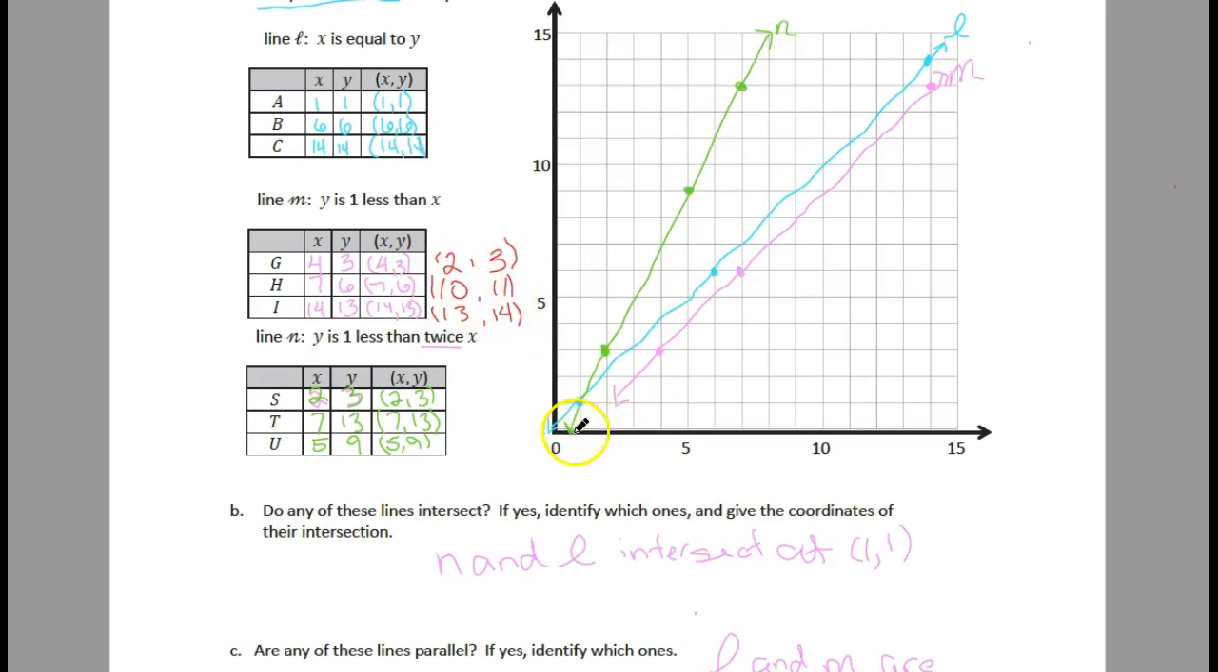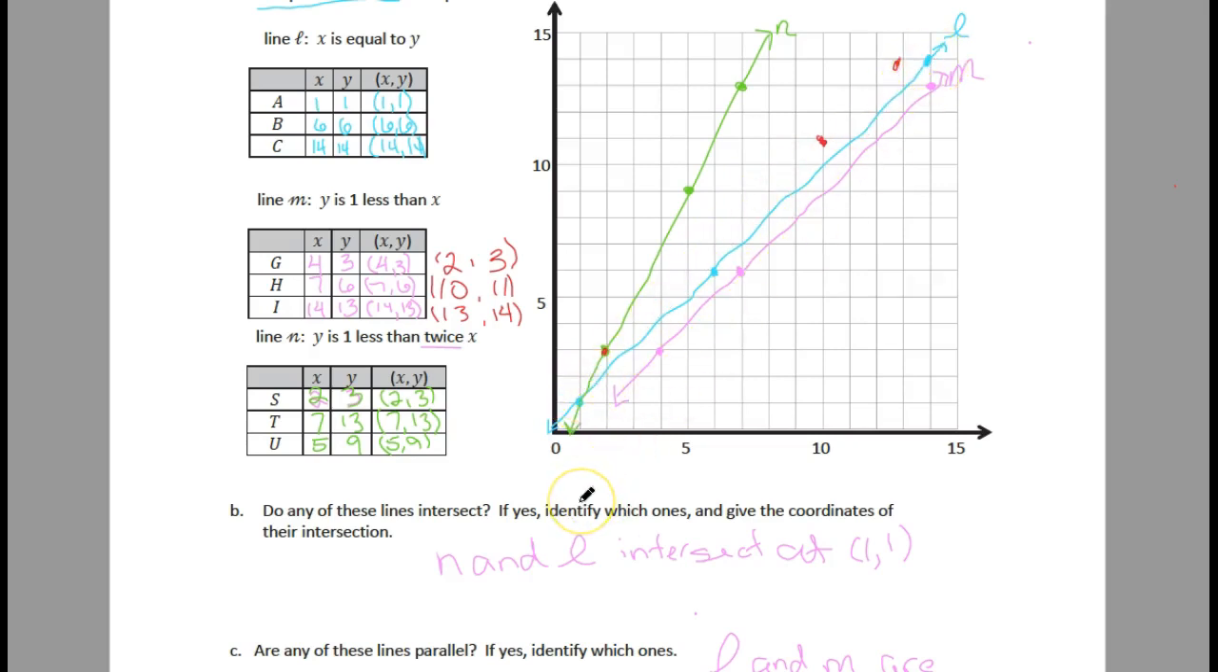So 2, 3: over 2, up 3. 1, 2, 3. Be here. Next one, 10, 11. Here's 10, and we go all the way up to 11. And then the next one, we have 13, 14. So 11, 12, 13, and we go up to 14. So just one below 15, right here. So look at that line. Yeah, that one also is parallel then.